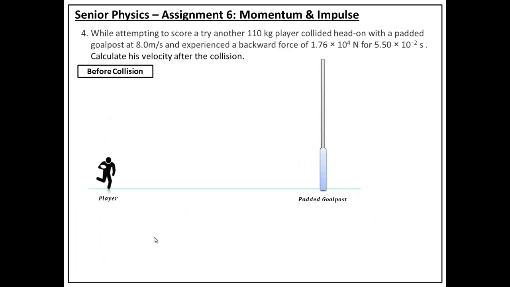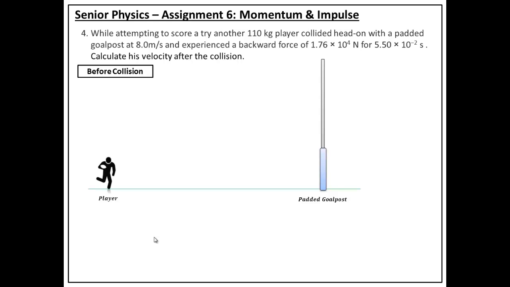The final question of this assignment was checking your understanding of momentum and impulse. It wants us to calculate the velocity of the player after colliding with the posts. As this is talking about a collision, we are dealing with momentum. Even if you are unsure of how to answer this question or where to start, it's probably a reasonable thought to start with the player's initial momentum.